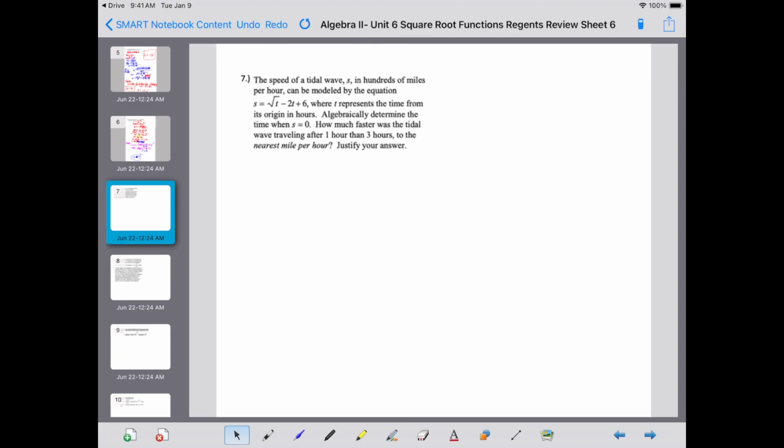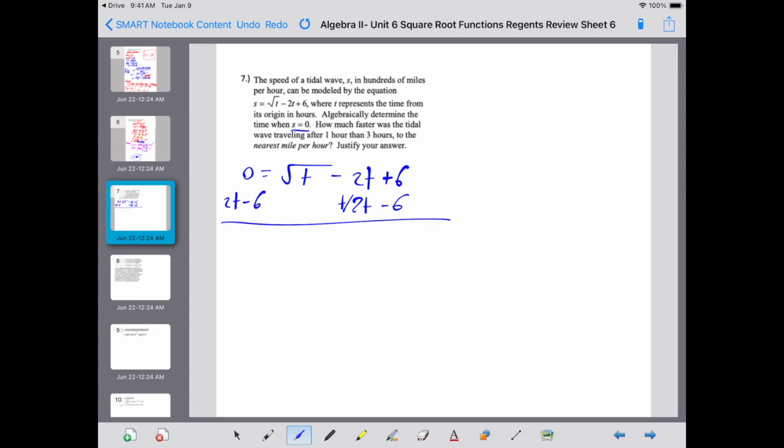The speed of a tidal wave in hundreds of miles per hour can be modeled by this equation. Algebraically determine when s equals 0. So plug in 0 for s. Isolate the square root. Square both sides. Expand. Distribute.